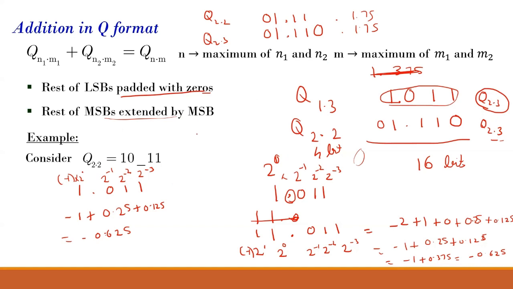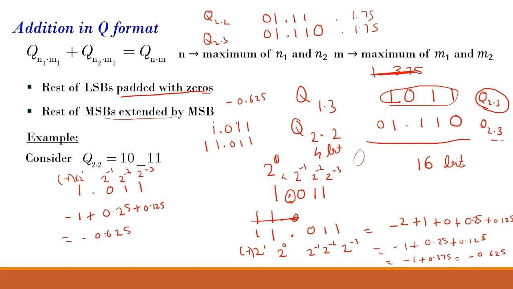My number was 1.011, which was actually -0.625. What I do with extending the MSB by the MSB is, I want to add one more bit, one more MSB. So what was the value in the MSB? The same value I add. So I'll put the value 1 over here. And the rest of the numbers remain the same.